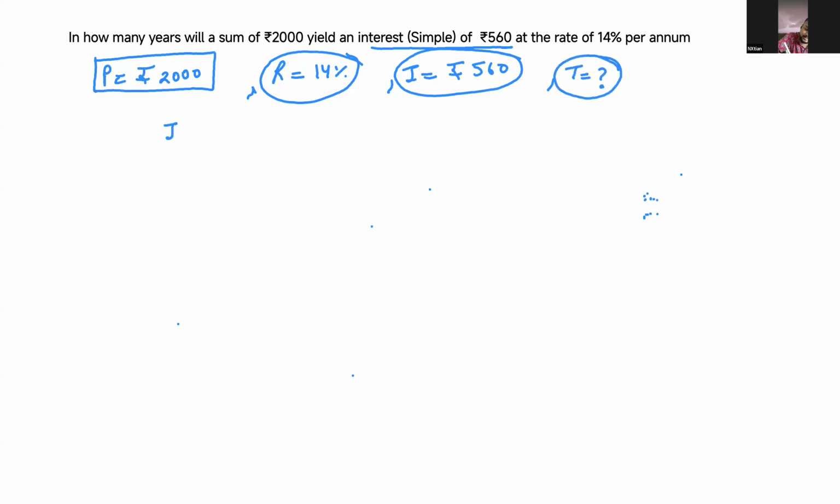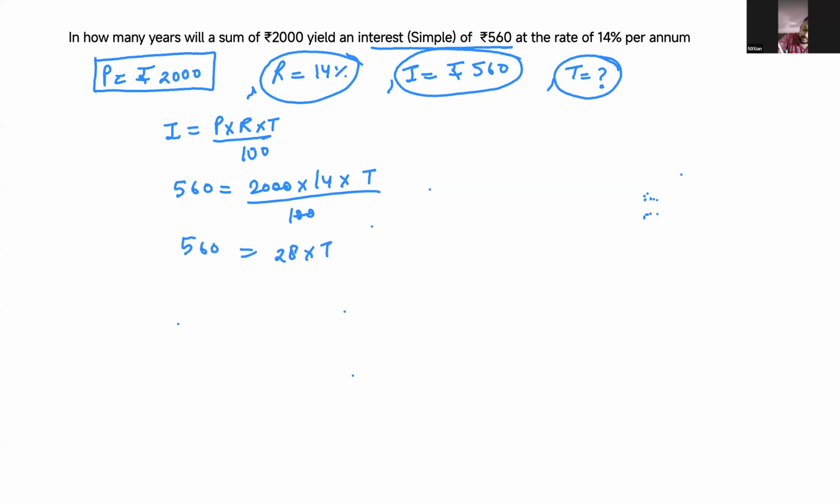So simple interest, I is equal to P into R into T by 100. Interest is given, which is 560. P is given, which is 2000. R is given, 14, into time, which we have to find, upon 100. This and this will cut. So 560 is equal to 28 into T. Now it will go and divide. So 560 upon 280 is equal to T. This and this will cut, so it will become 2. So time will become 2 years.